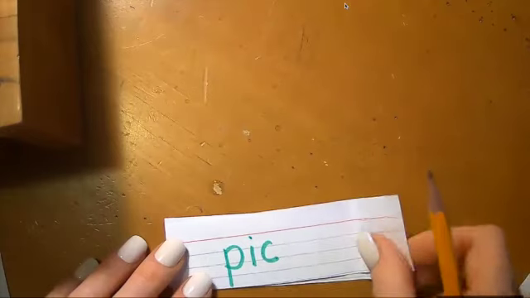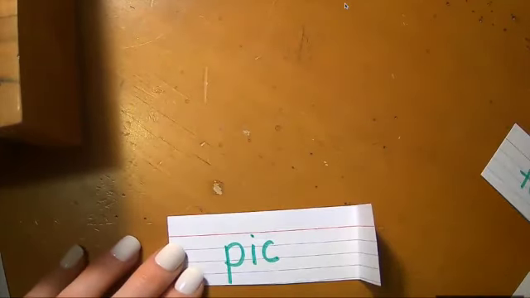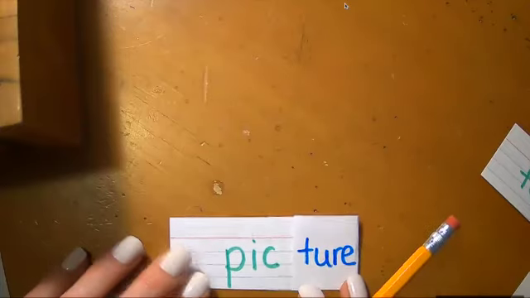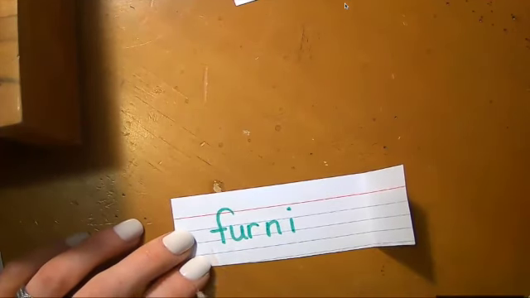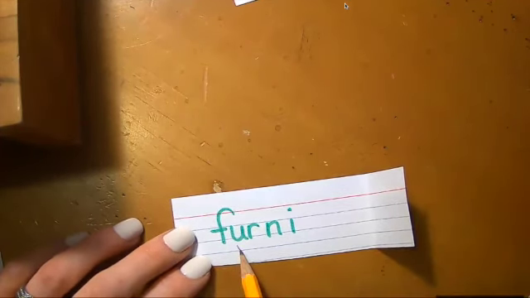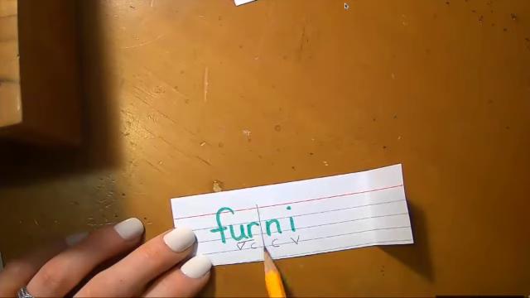So again, you can do the same thing here with those flip cards. TURE says chur. It's also at the end of a multi-syllable word. So we have pick, and then we have chur, picture. Here we have one that has more than 1 syllable, so we can mark our vowels. This UR stays together, consonant. Furniture.